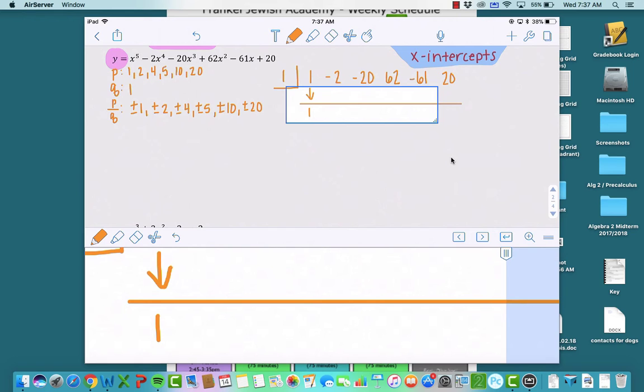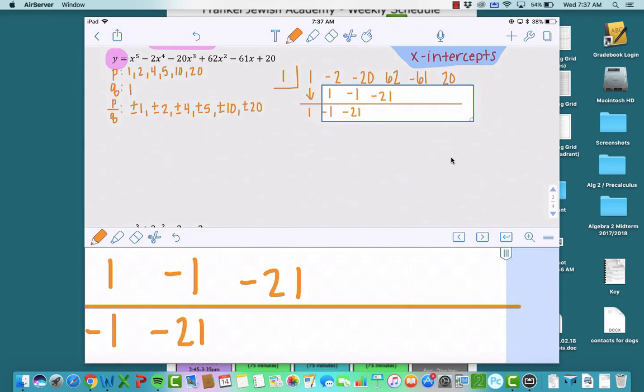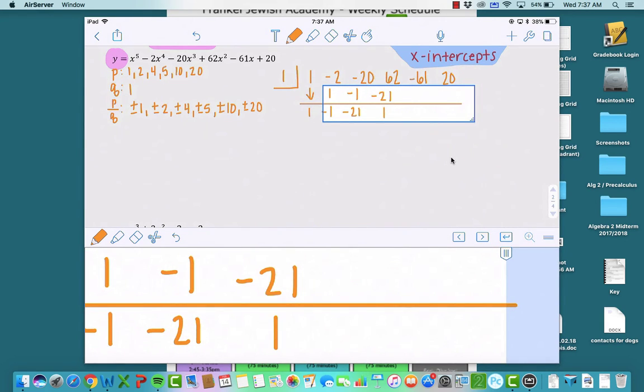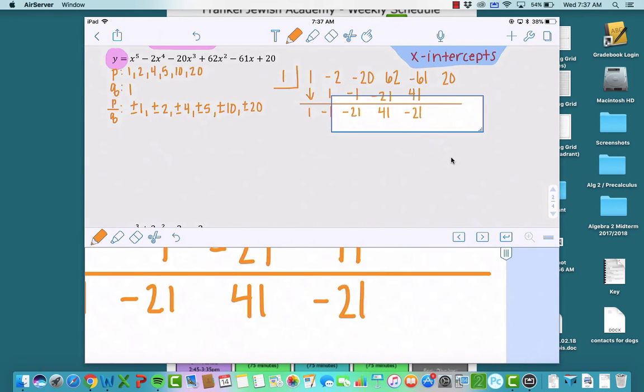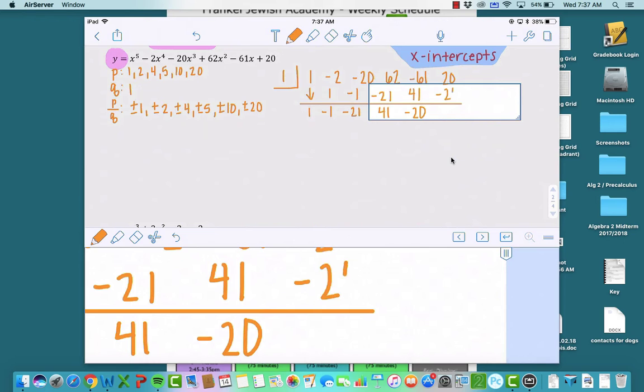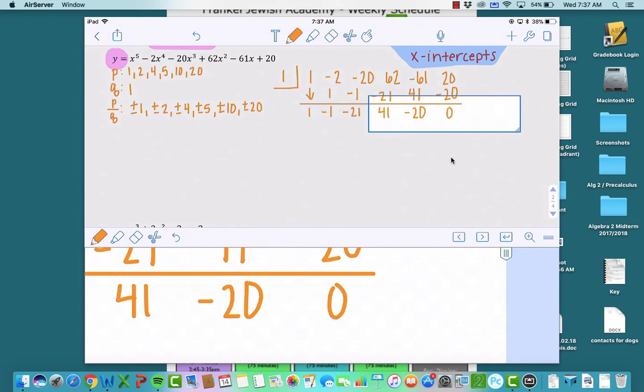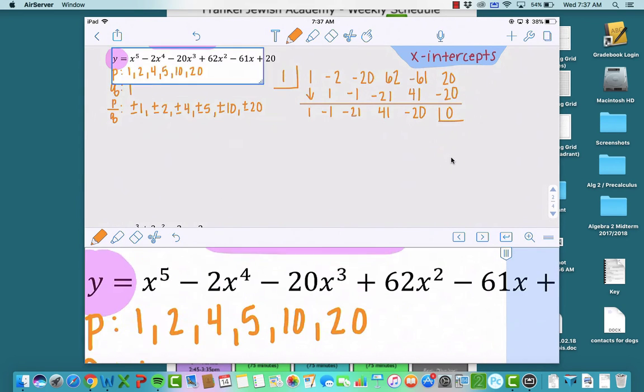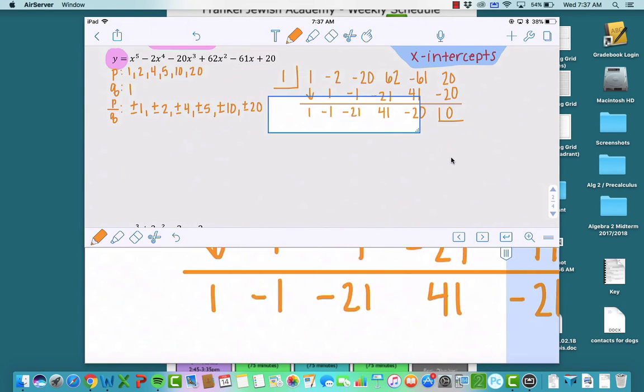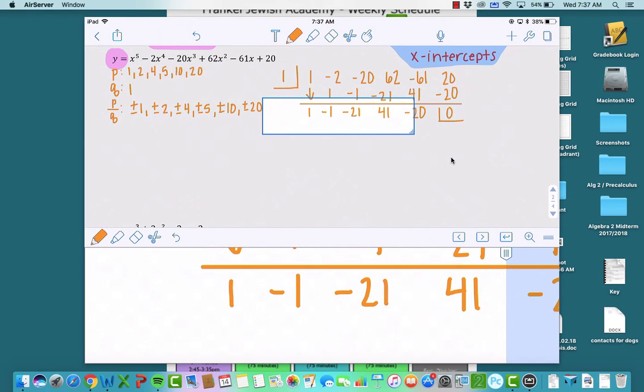So I bring down the 1. 1 times 1 is 1. Negative 2 plus 1 is negative 1. Negative 1 times 1 is negative 1. Negative 21. This becomes 41. This goes up here, 41. This becomes negative 20. Negative 20. 0. Okay. So again, a degree 5 divided by a degree 1 becomes a degree 4. So I know that I'm going to have to do P over Q again.